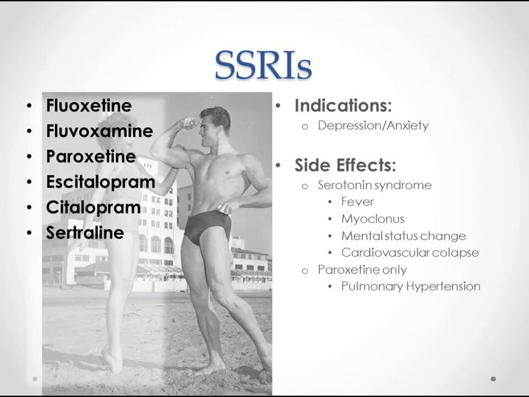So then we move on to the SSRIs. These are what did we say? Freaking fabulous pecs. So fluoxetine, fluvoxamine, paroxetine, escitalopram, citalopram, and sertraline. I don't know how you say escitalopram. I always say escitalopram and citalopram. I don't know which one is right. And then sertraline. So we use these basically just for depression and anxiety.